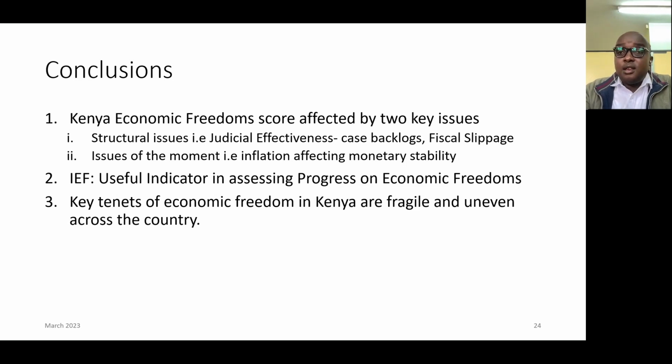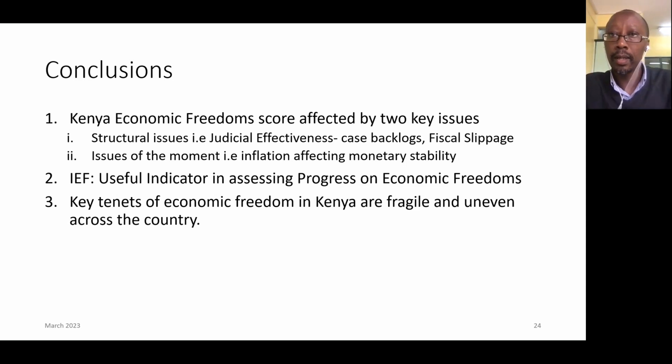Or if you have government integrity issues, like if you don't take out government procurement, you will see it in those regular payments. So those are various things, and this is a useful indicator. And three, what Jackie observed is that those aspects of economic freedom in Kenya are fragile and differ even across different parts of the country.